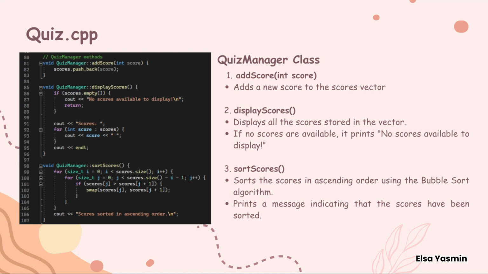Thirdly, we have sort scores. It sorts the scores in ascending order using the bubble sort algorithm, and it also prints a message indicating that the scores have been sorted.